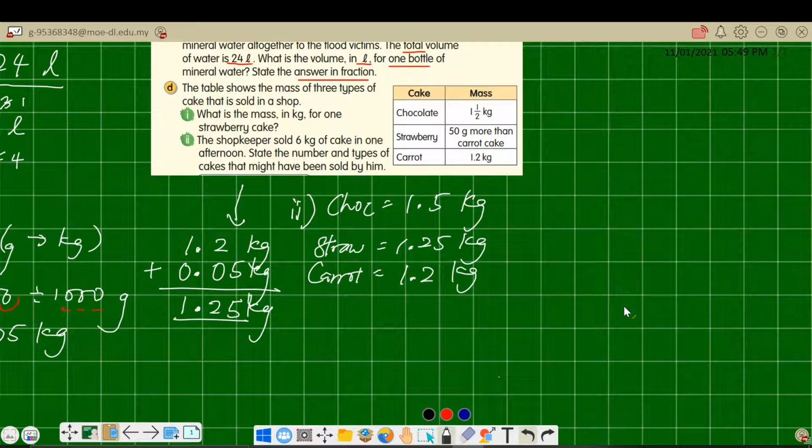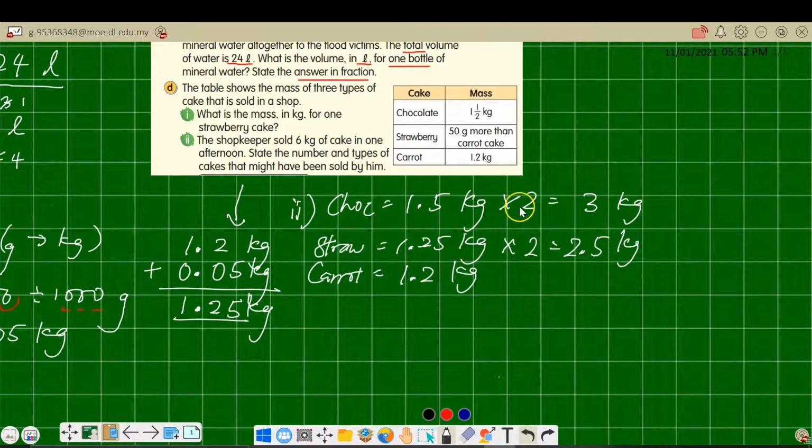Okay, let me see. Strawberry, if you times 2, you get 2.5. Chocolate, if you times 2, you get 3. So the balance is 500 grams. Still not enough. So what can we do here?